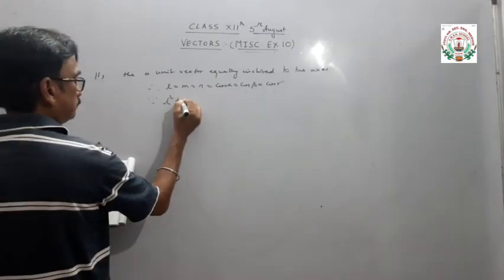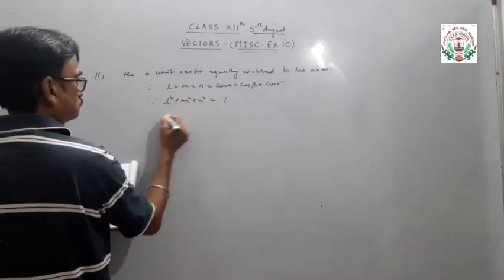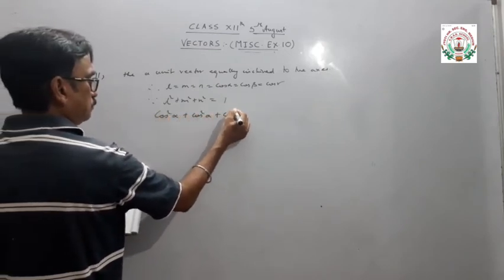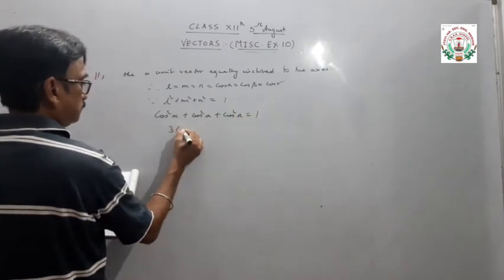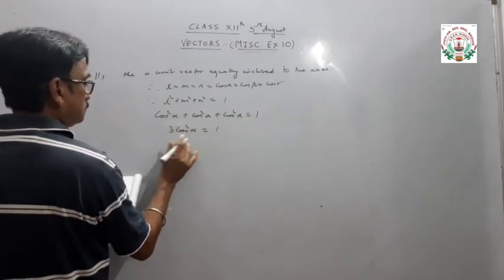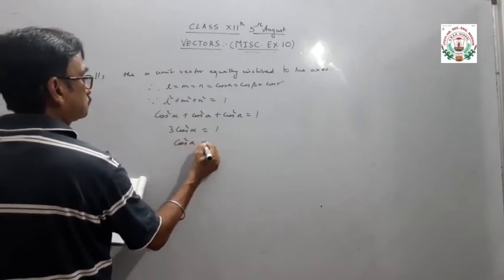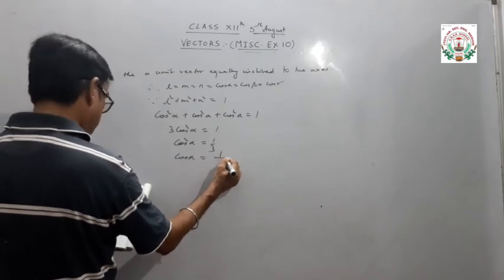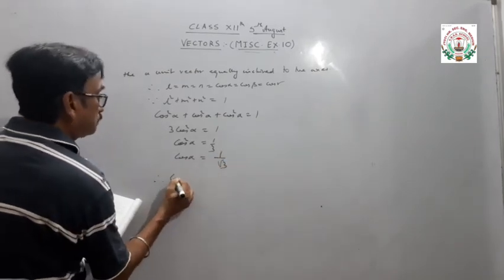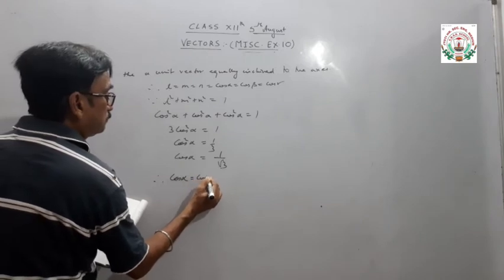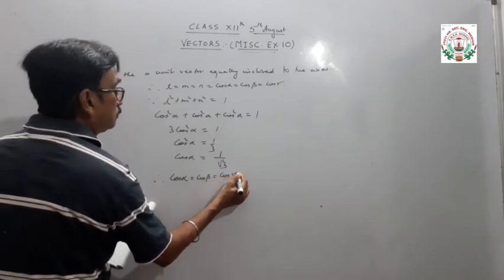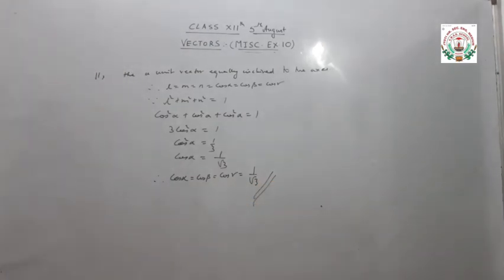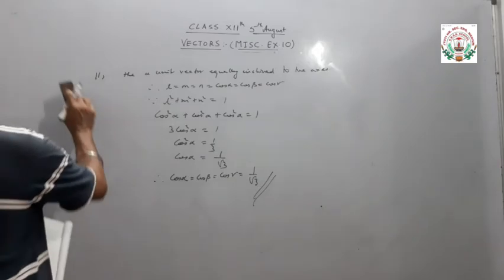Since l square plus m square plus n square equals 1, cos square alpha plus cos square beta plus cos square gamma equals 1, so 3 times cos square alpha equals 1. So cos square alpha is equal to 1 by 3, cos alpha is equal to 1 by root 3. Therefore l, cos alpha, cos beta and cos gamma are all equally inclined and equal to 1 by root 3. That was our question number 11.